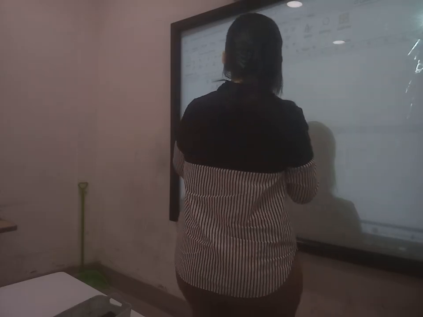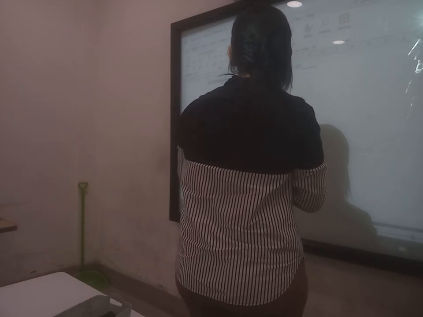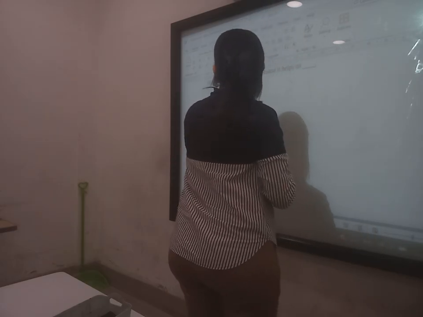Okay, number 9. What is investigation? Investigation is B, finding out something. Investigation is important because it helps us to find the truth. B.